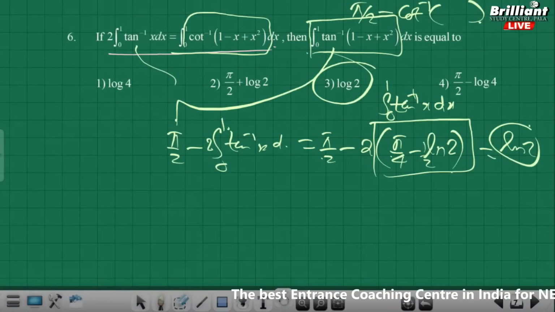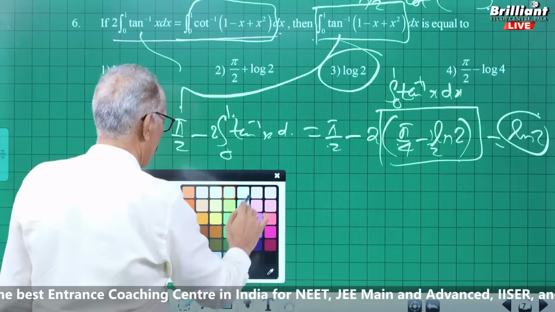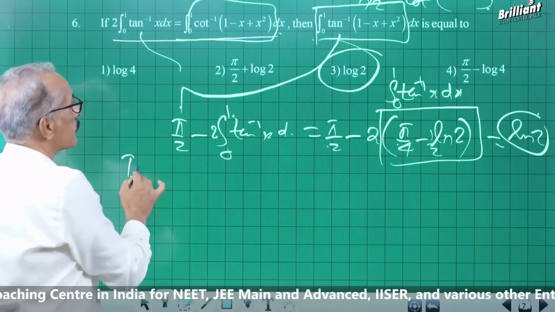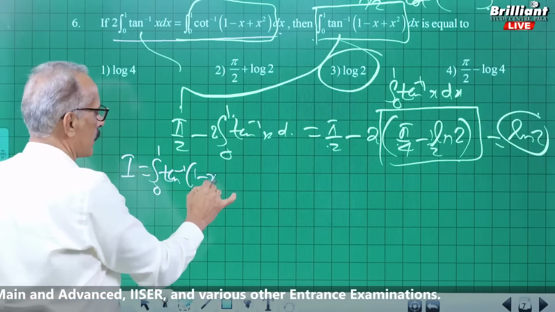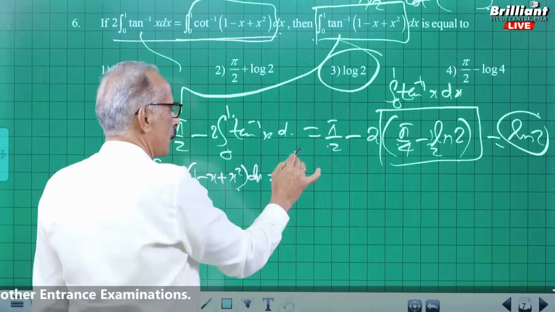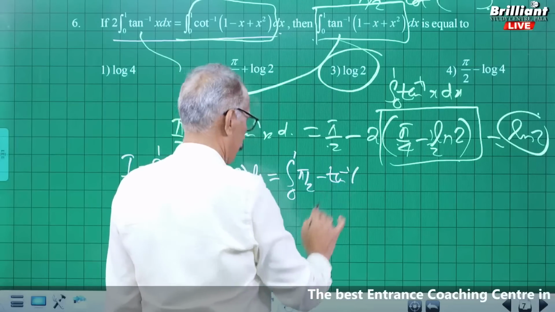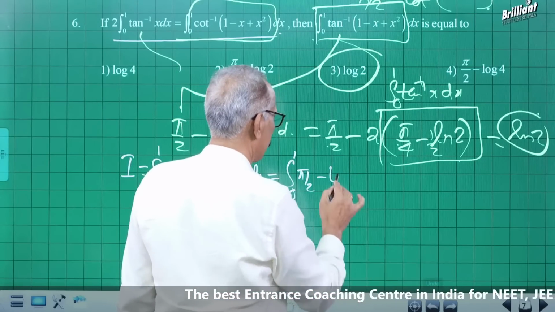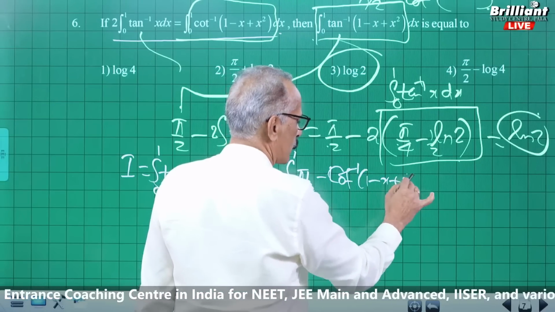Right, that's the way. First of all, what do you want? Your question here is I equal to the integral from 0 to 1 of tan inverse of (1 minus x plus x square) dx. This we write as the integral from 0 to 1 of pi by 2 minus cot inverse of (1 minus x plus x square).